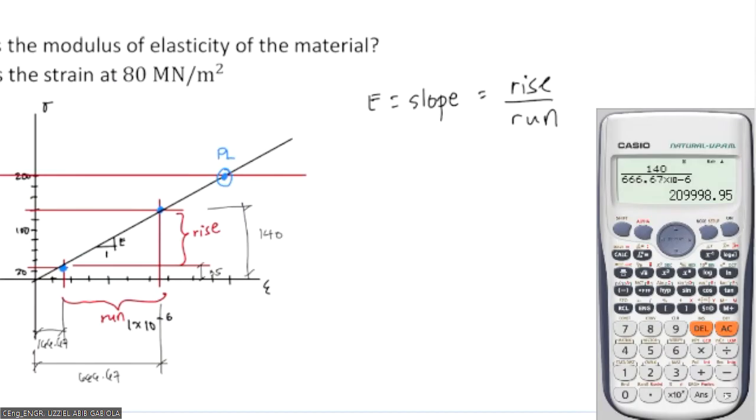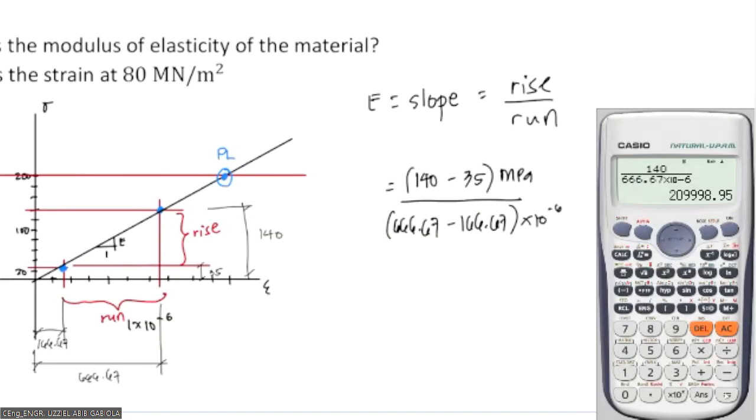Okay, for our rise, that will be 140 minus 35, and for our run, that is 666.67 minus 166.67 times 10 to the negative 6. So unit is still megapascal. And here is meter per meter, which is cancelled out.